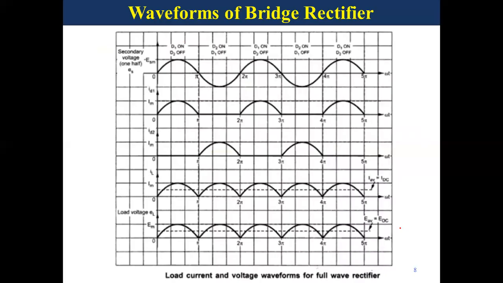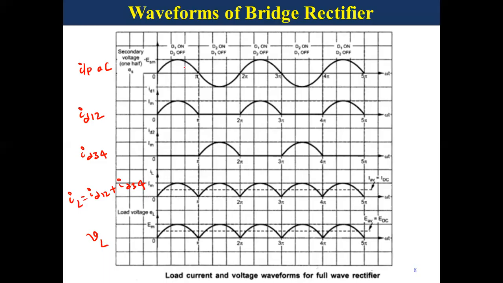And coming to the waveforms of the bridge rectifier. The waveforms of the bridge rectifier are the same as those of the center tapped full wave rectifier. So the first waveform is the input AC. The second waveform is the current flowing through the diodes 1 and 2. The third waveform is the current flowing through diodes 3 and 4. The fourth waveform is the total load current IL equal to ID12 plus ID34. And the last waveform is the load voltage.